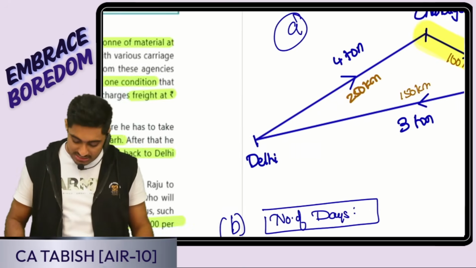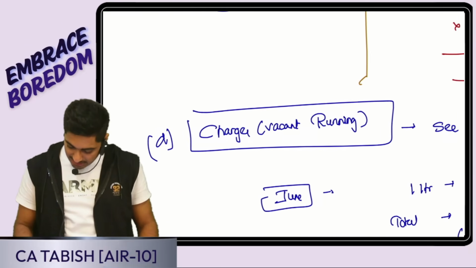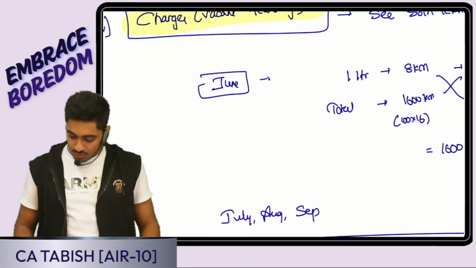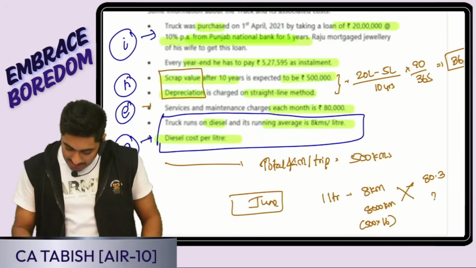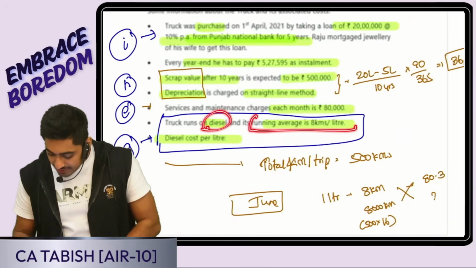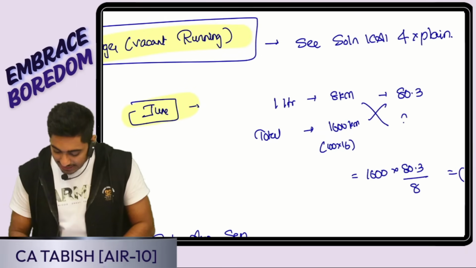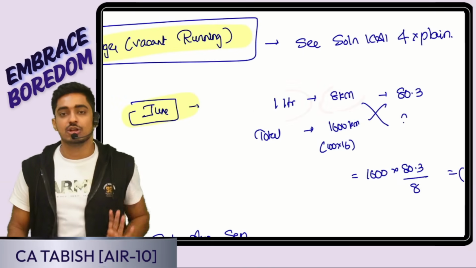Yes or no? Now the diesel cost, let me see. Look at this, where did I calculate and keep the data? Okay, charges, vacant, running charges. Look at this, students. The question says the truck runs on diesel and the running average is 8 km per liter. That means, tell me, students, if I put 1 liter of diesel, how much kilometer can I travel? 8 km I can travel.